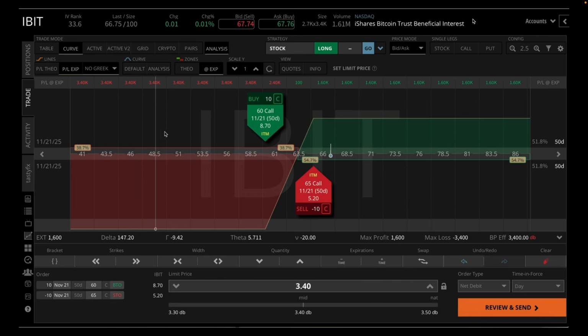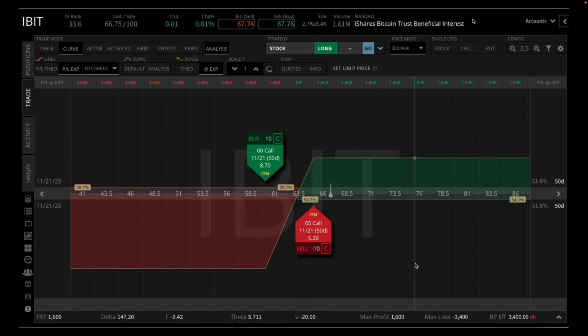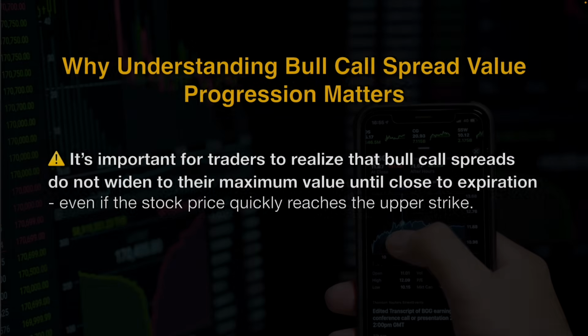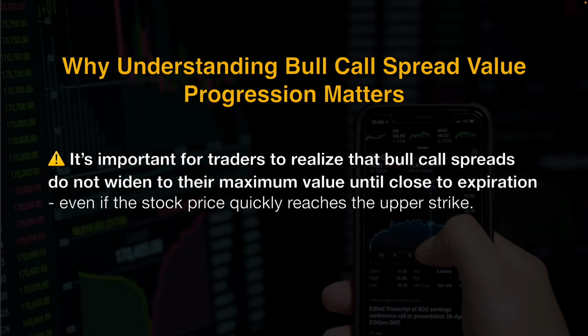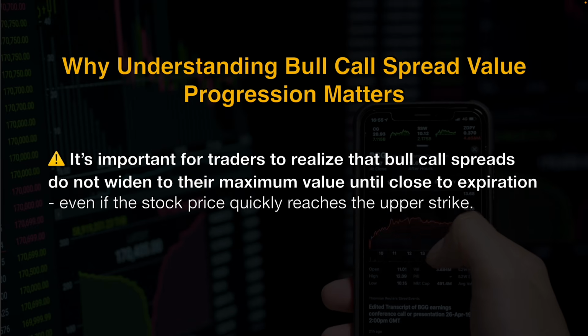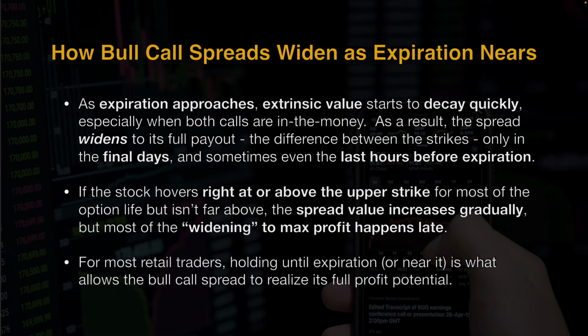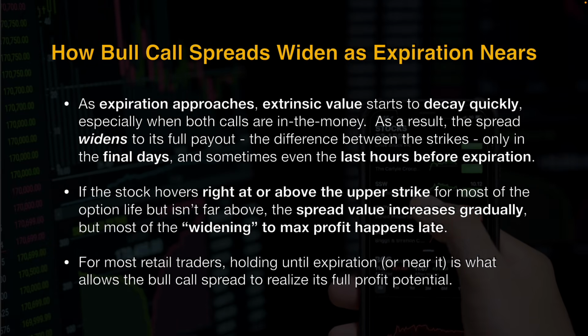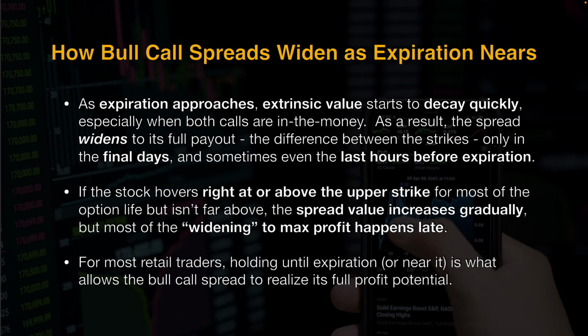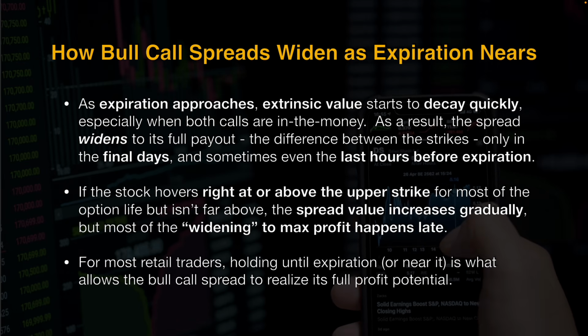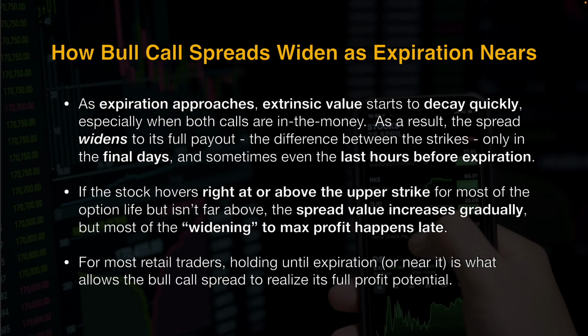Now let's take a look at what this trade looks like in the profit and loss diagram. And you can see that it's a little bit more unbalanced, max loss skewed to the downside relative to the max gain. It's important for traders to realize that bull call spreads do not widen to their maximum value until close to expiration, even if the stock price quickly reaches the upper strike. So as expiration approaches, extrinsic value starts to decay quickly, especially when both calls are in the money. As a result, the spread widens to its full payout, the difference between the strikes, only in the final days and sometimes even the last hours before expiration.